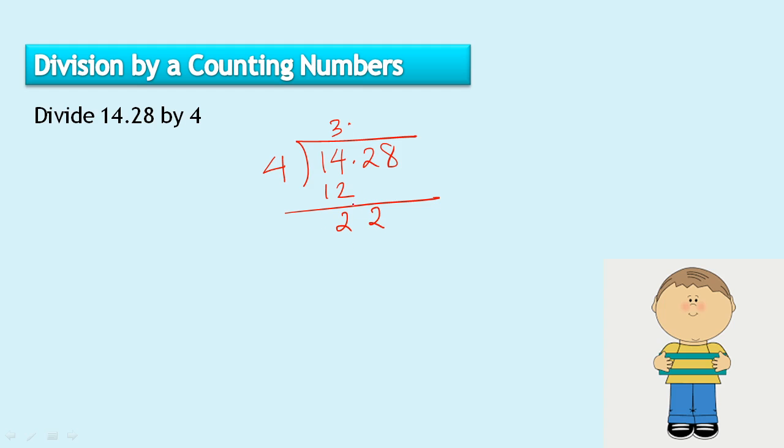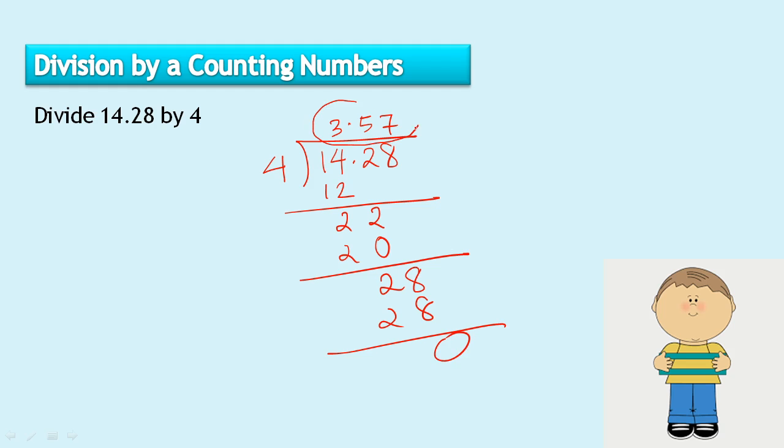Bring this 2 down. Now what do we have? 22. So 4 5s are 20. And 2 will be here and 8 will be brought down. 28, and 4 7 times is 28. So finally what answer have we got? 3.57. This is our answer. I hope you have understood this one.